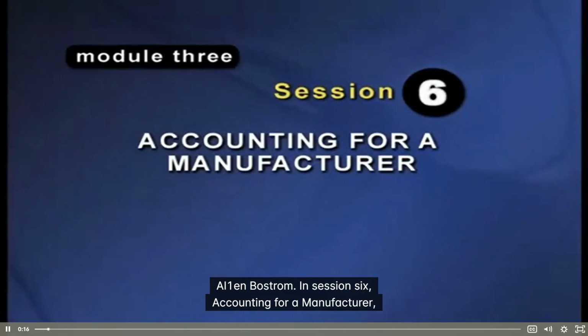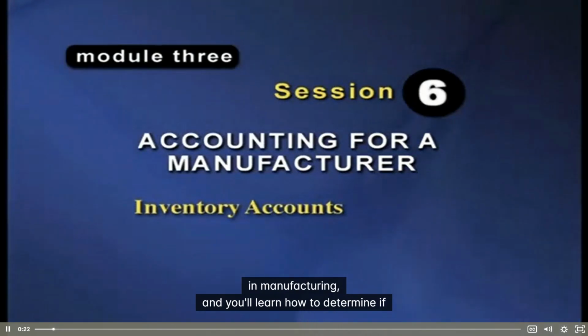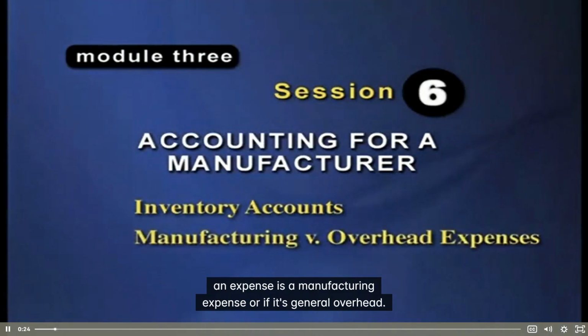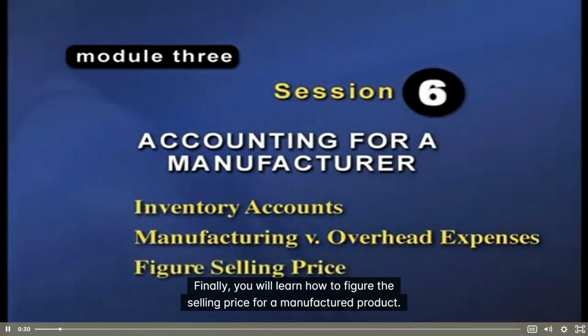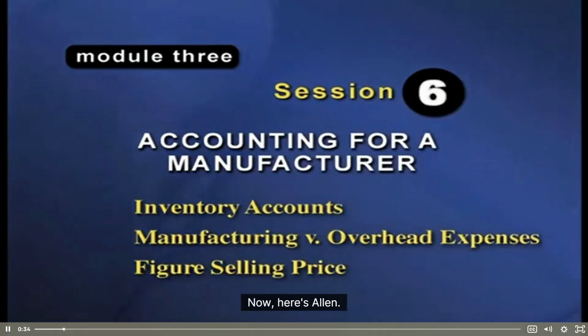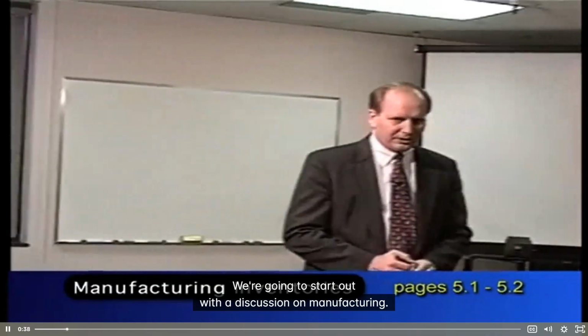In Session 6, Accounting for a Manufacturer, you'll learn about inventory accounts used in manufacturing. And you'll learn how to determine if an expense is a manufacturing expense or if it's general overhead. Finally, you'll learn how to figure the selling price for a manufactured product. Now here's Alan. We're going to start out with a discussion on manufacturing.